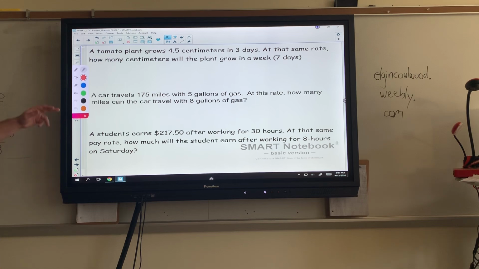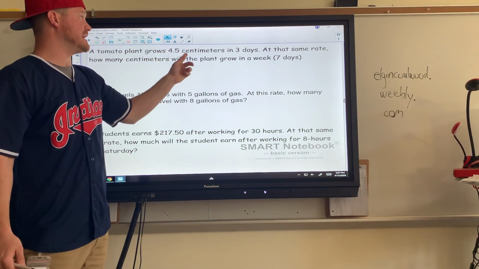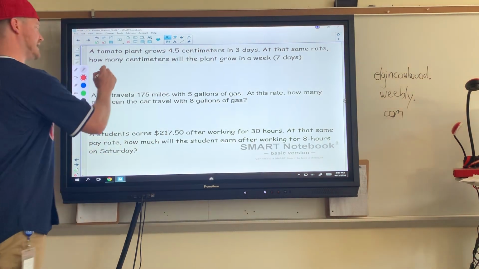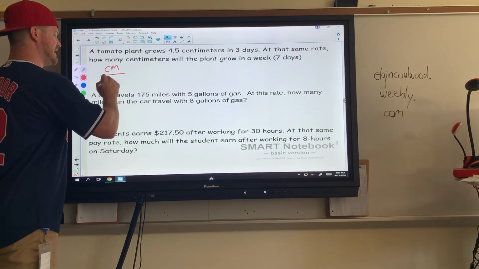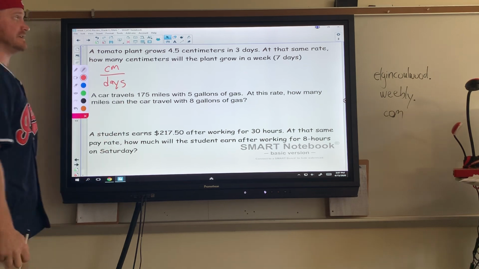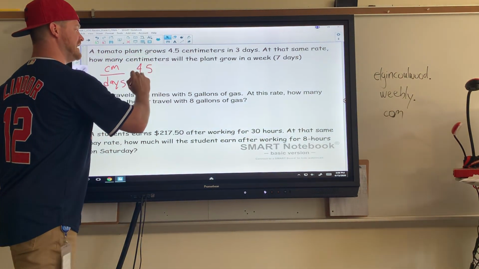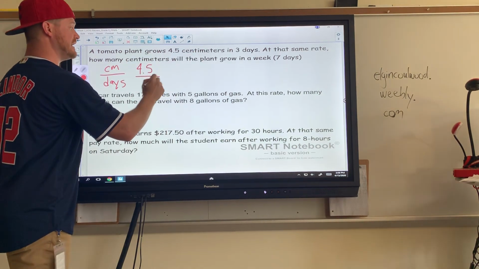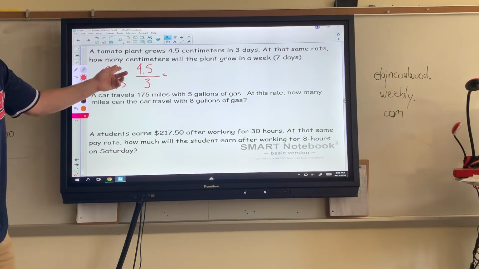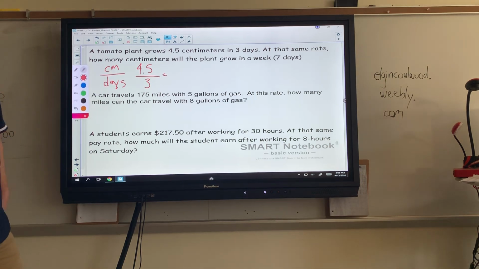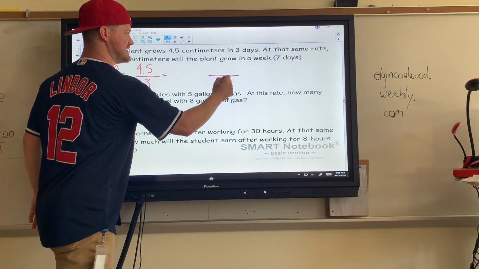So number 1, a tomato plant is growing 4.5 centimeters in 3 days. So we're comparing how many centimeters in the number of days. So how many centimeters are given to us? Well, 4.5. In how many days? 3. It's asking how much the plant will grow in 1 week. And a week is 7 days.